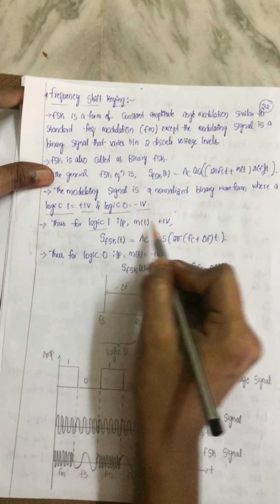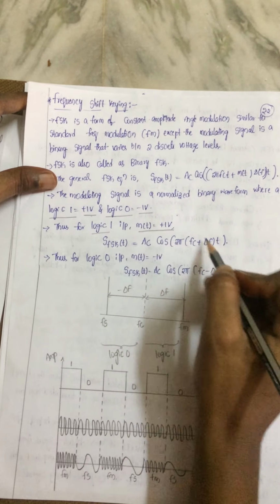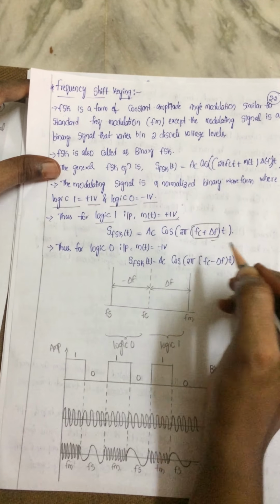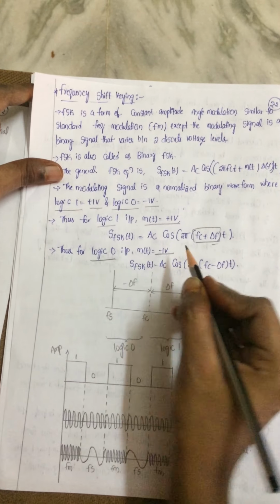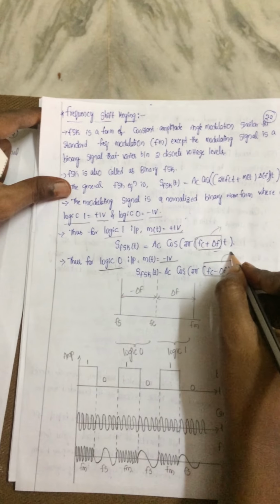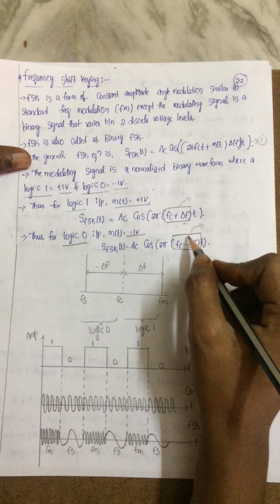Let me take logic 1, that means message signal as 1 volt. If we substitute in this equation, we are getting Fc plus delta F. Similarly for logic 0, that is minus 1 volt, we have got this. This is increased frequency, this is decreased frequency. We can say by seeing this.